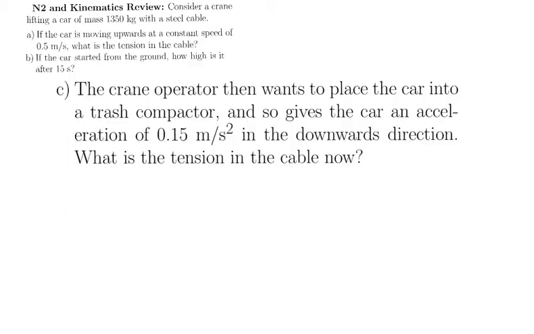So now the crane operator wants to place the car into a trash compactor, and so I give the car an acceleration of 0.15 meters per second squared in the downwards direction. Now what is the tension in the cable? Again, we're looking for tension, we're looking for force, so we should start with Newton's second law. There's Newton's second law, I've specified to the z direction, and this is exactly the same thing as we got in part A because nothing is changing about the forces acting on it.